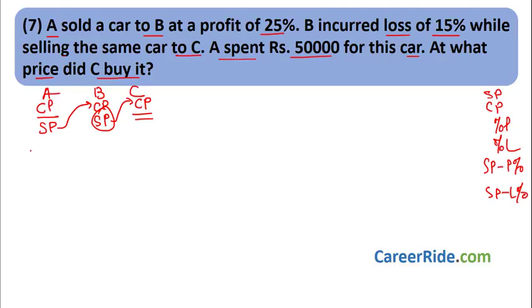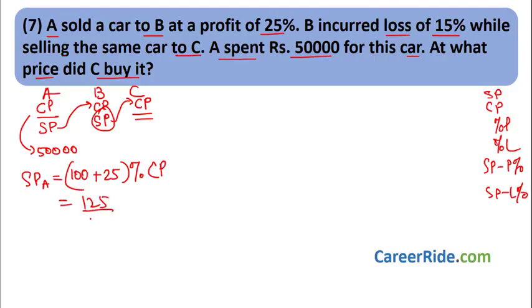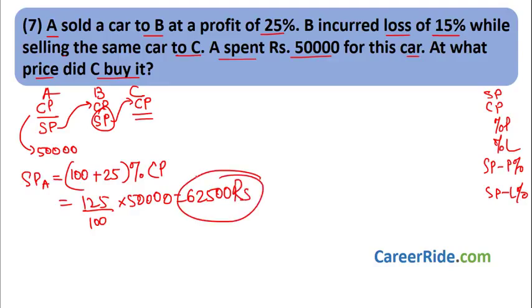So let us find the cost price for C, that is, at what price C bought it. What is the cost price for A? We know it is given as 50,000 rupees. What is the selling price of A? Since A gets a profit, it would be (100 plus the profit percent, 25%) divided by 100, multiplied by the cost price, that is 125 upon 100 into 50,000. That would be 62,500 rupees. This is the selling price of A, but selling price of A means A sells to B, that means this becomes the cost price for B.